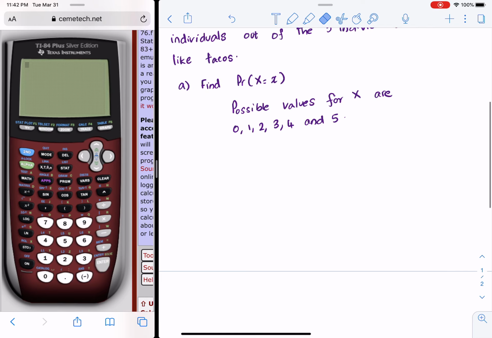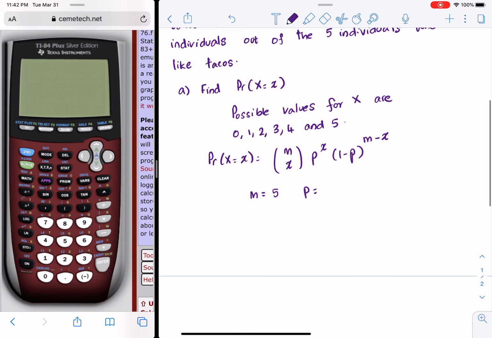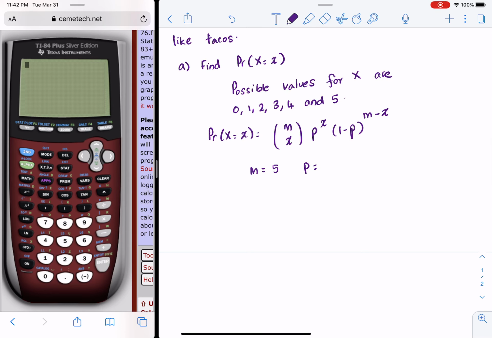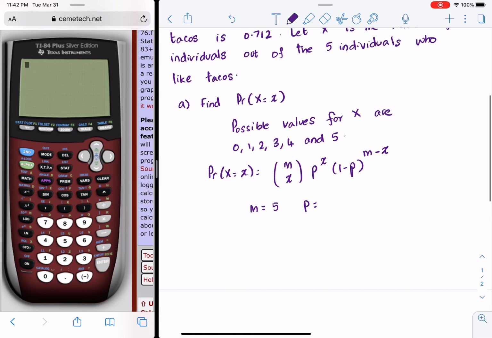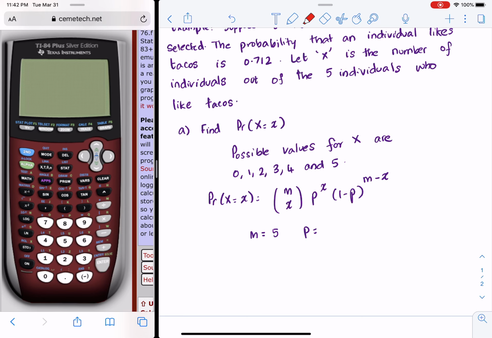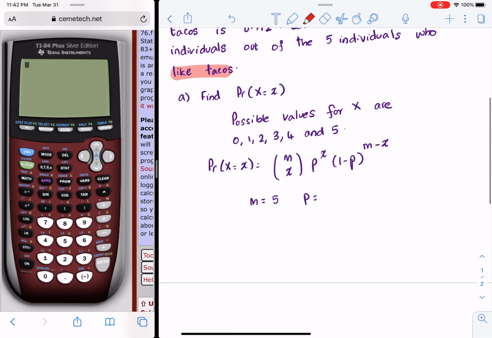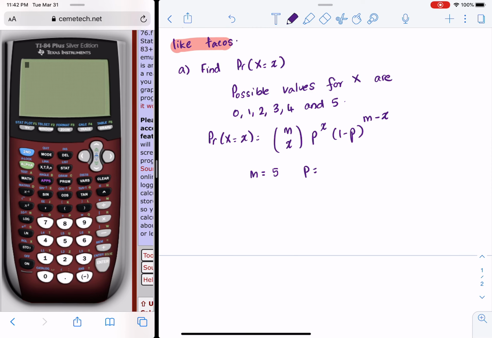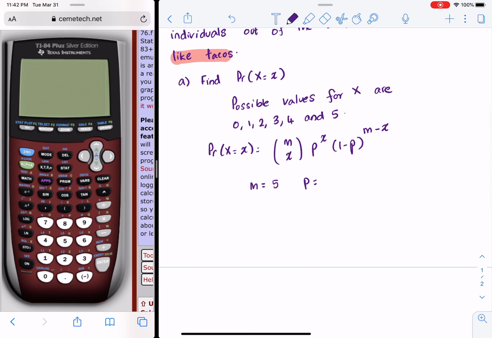Now, what is the general formula? The formula here for the distribution is m choose x times p raised to x times 1 minus p raised to m minus x. Here we have m equal to 5, and the probability that a person likes tacos would be the probability of success, because our event of interest is a person liking tacos. So the probability of success is 0.712.